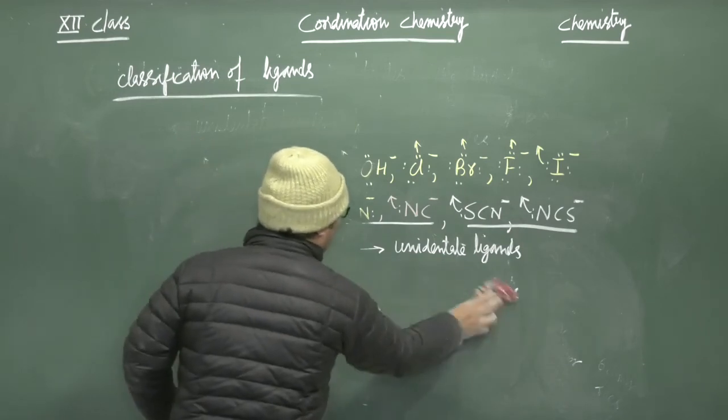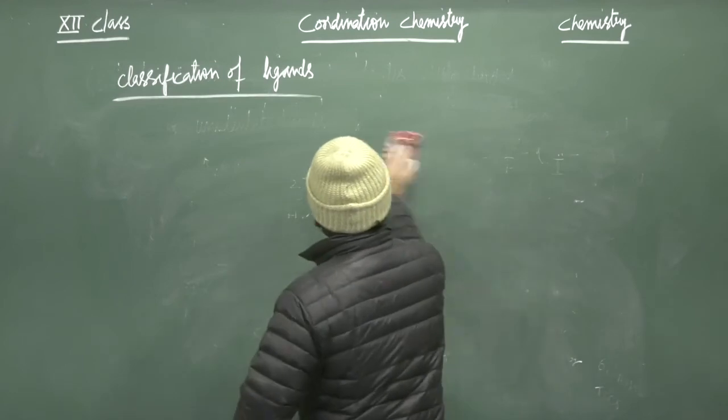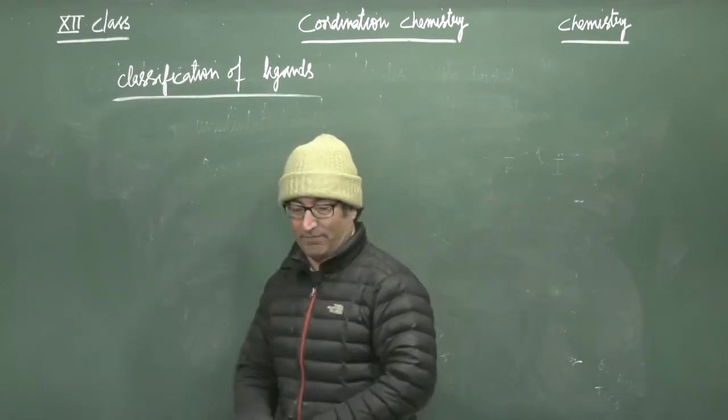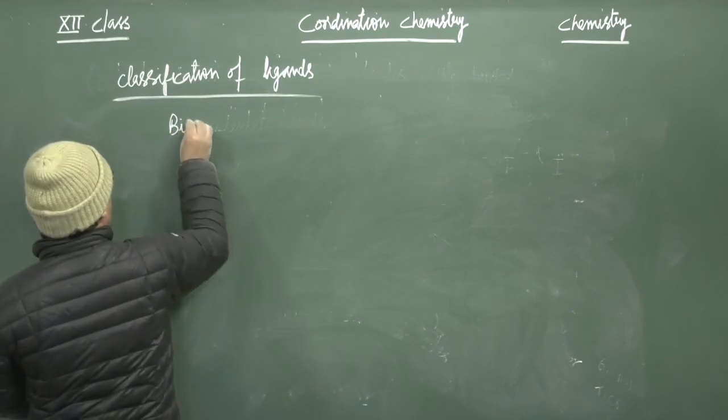The next one was, if a ligand has two donor atoms and it can use both of them simultaneously, you call them bidentate ligands.